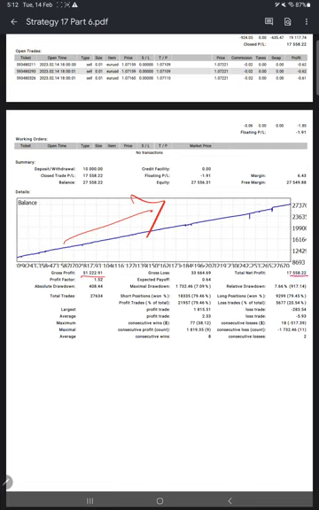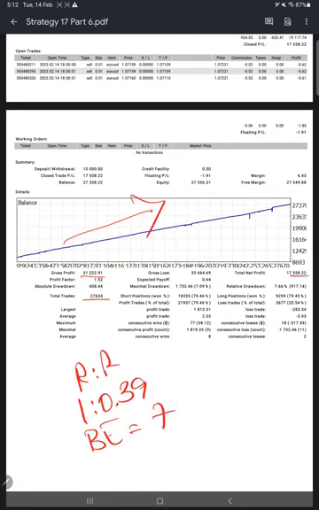Here is the gross profit, here is the net profit, and the total number of trades is 27,634. If we calculate the risk reward for this account, it comes to 1:0.39, and if we calculate the break even, it comes to 71.9% accuracy required for this account to survive without making a loss. And here is the actual accuracy, which is 79.46%.